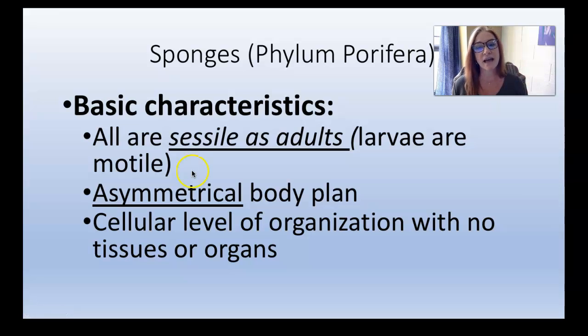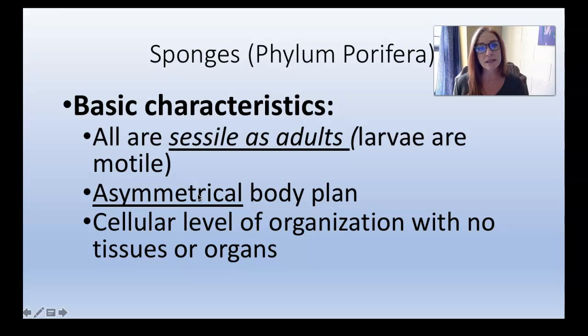All are sessile as adults. Their larvae are motile. They have indirect development, so they have a larval phase. We call that the planula, and then they metamorphose into an adult sponge. Okay? They have an asymmetrical body plan. They're the only animals that do.